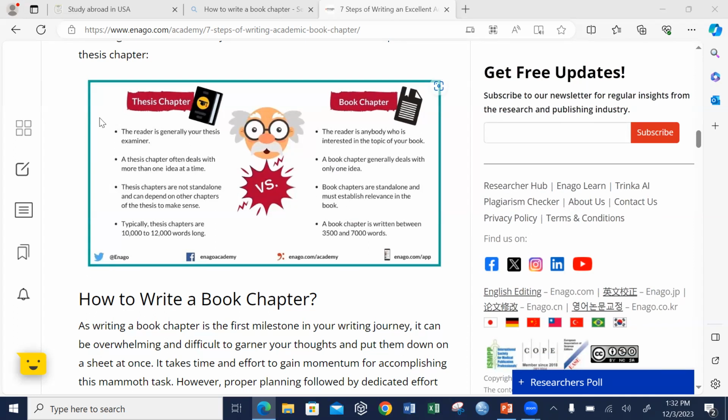And typically, thesis chapters fall between 10,000 and 12,000 words long. In terms of thesis or dissertation writing, it's not all that voluminous as compared to a book. Because before your book could even be considered by a publisher to give you a contract, you are likely to write over 200 pages. And most of the time, thesis and dissertations fall around 100 to 150 pages.